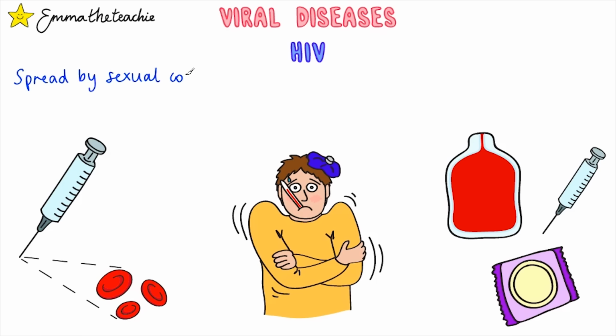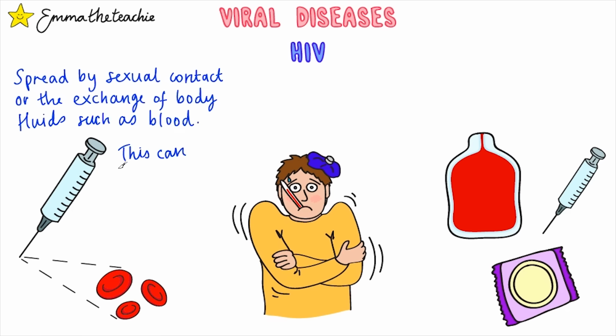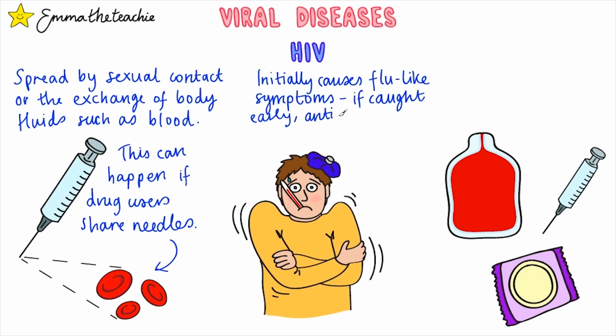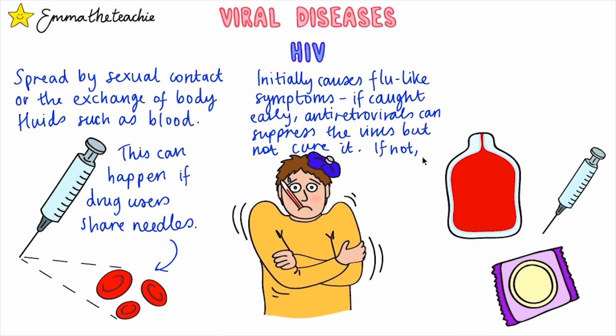HIV is spread by sexual contact or by the exchange of body fluids such as blood. This can happen when drug users share needles. You can see in this picture here that there's some residual blood on the needle. HIV initially causes flu-like symptoms. If it's caught early enough, antiretroviral drugs can suppress the virus, but they don't cure it. If it's not caught early, then it can develop into late-stage HIV or AIDS.